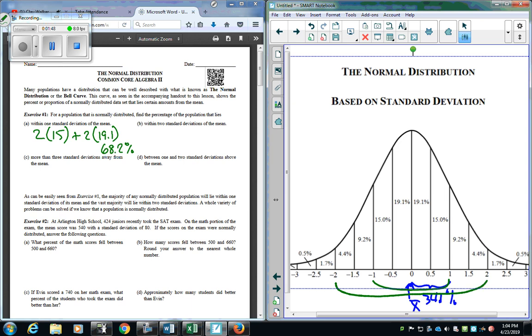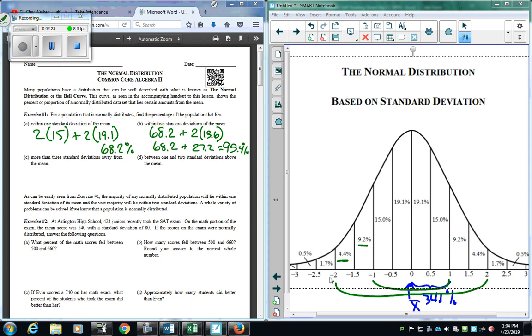And then within two standard deviations of the mean, well, you're going to encompass everything from -2 to +2. So in the case of this, we have also these 4.4s and 9.2s, which would be 13.6. So we have the 68.2 we already included, plus two areas of 13.6. So in this case, if you multiply the 2 and the 13.6 together, you get 27.2. You'd add that to 68.2, and you get a total of 95.4%.